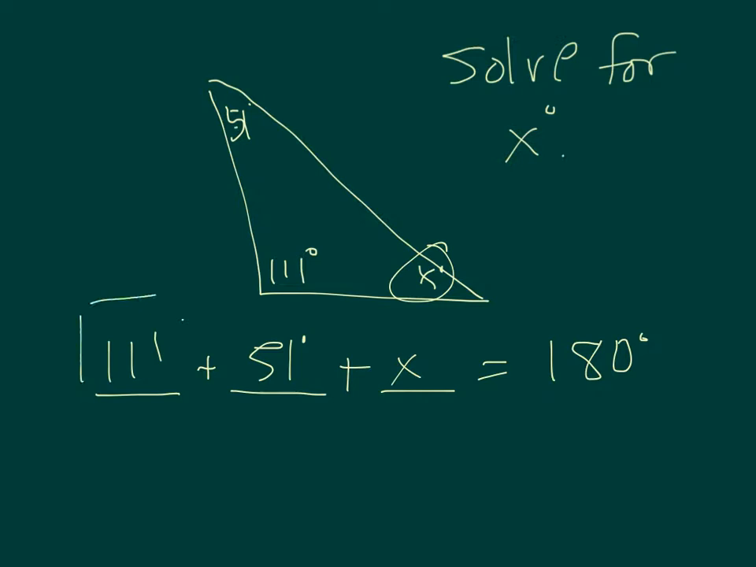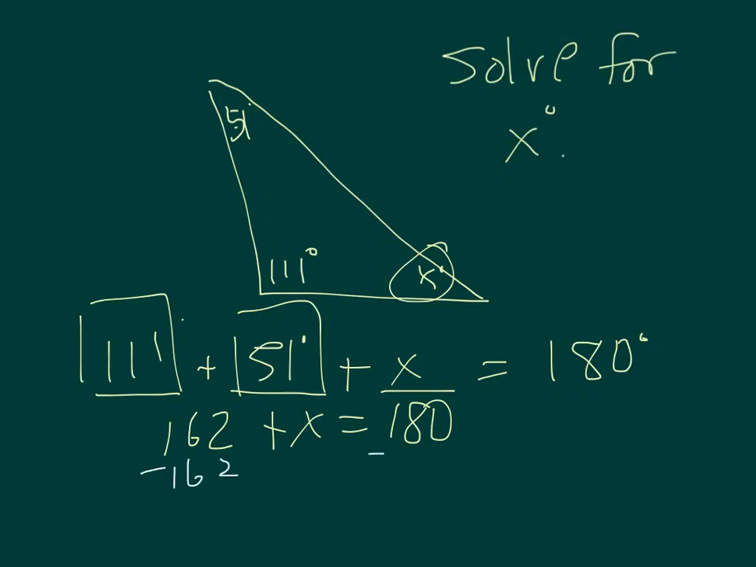Now combine like terms. 111 and 51 equals 162, plus x equals 180. I'm going to go ahead and subtract 162. So that's gone, and x equals 18 degrees.